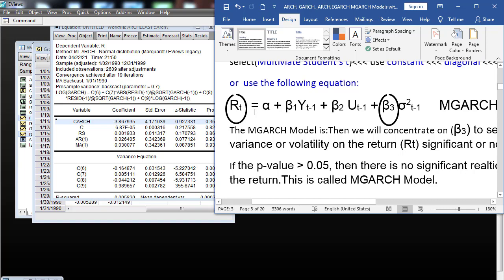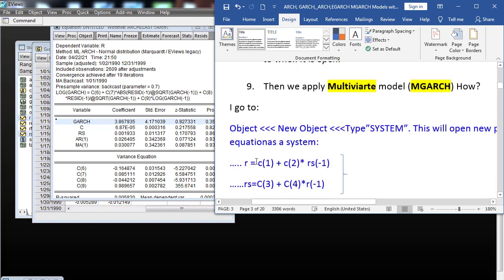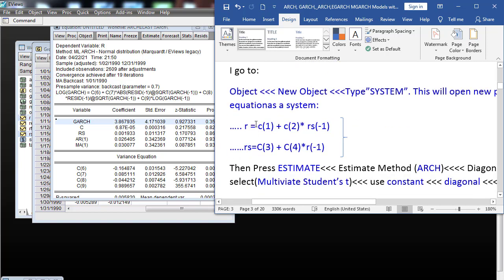There is another way we can use it, but I'm going to post it later, next week, and we'll see how we can apply these two equations as a system of equations, and then we can find the result of whether there is a GARCH impact on the return or not. Thank you so much.